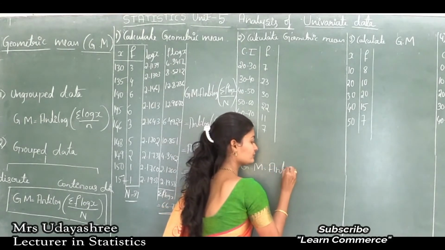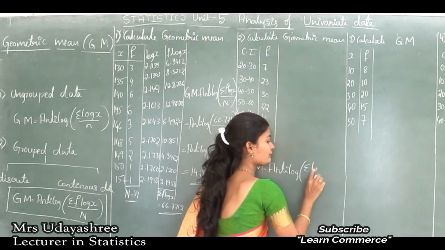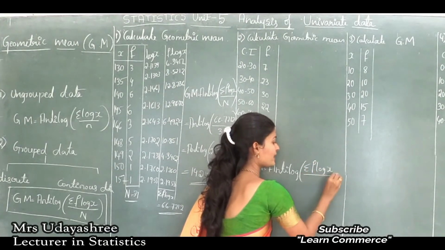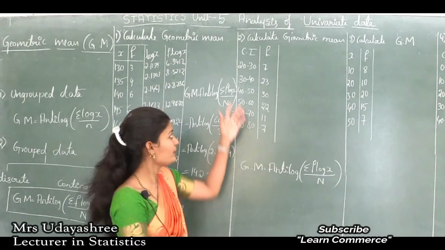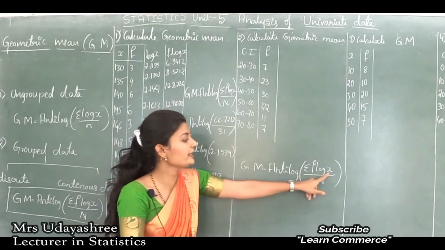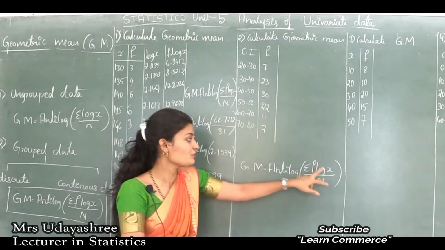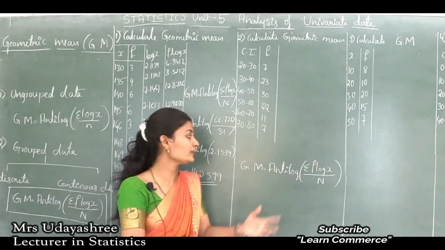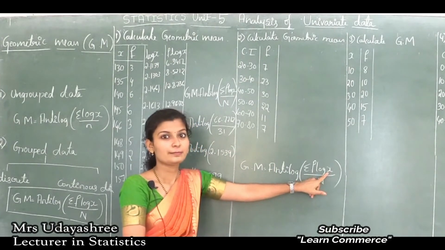To calculate the geometric mean in case of a continuous frequency distribution, the formula is geometric mean is equal to antilog of summation f into log x, divided by capital letter N. Based on the formula we need x, since the f observations are already given. So how to calculate x? I already explained, x here means the midpoint.